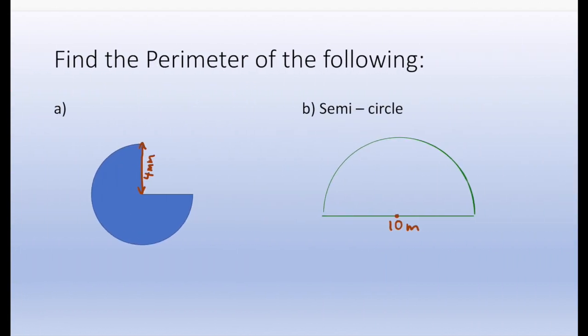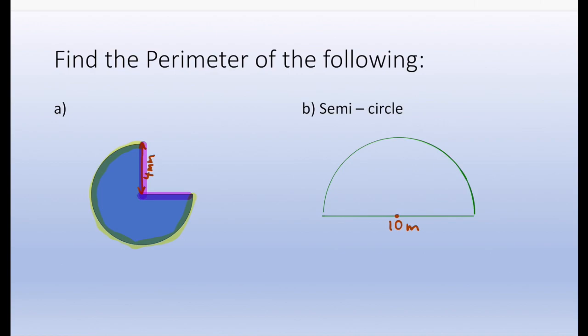Let's find the perimeter of the following. Okay, so first of all, what arc length does, I'm going to go a bit quicker through this one, is that it just gives you the curvy bit. So I'm going to put this in yellow, all right? But perimeter is the outside of the whole shape. So we're going to have to add on these pink bits as well, okay?